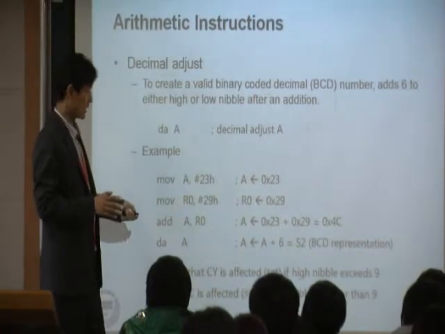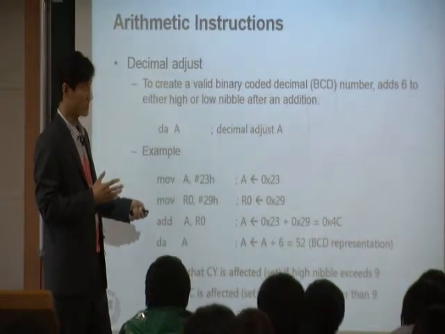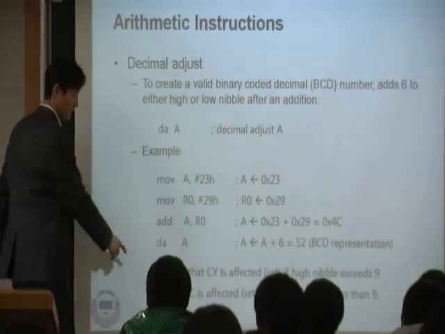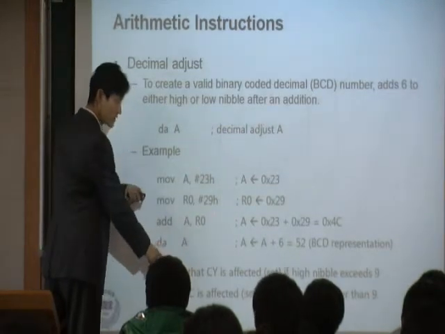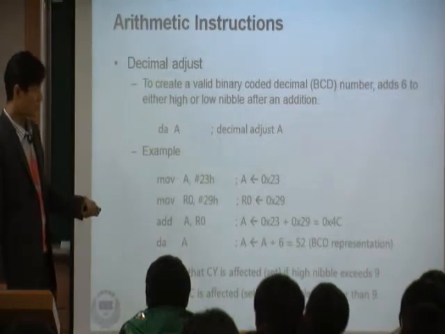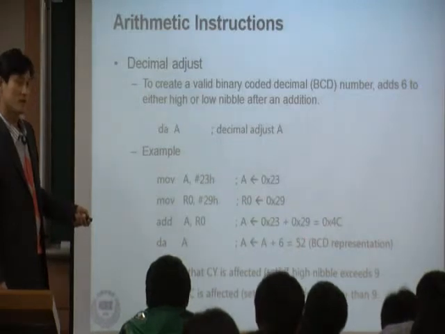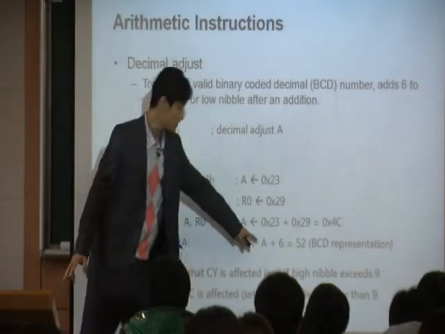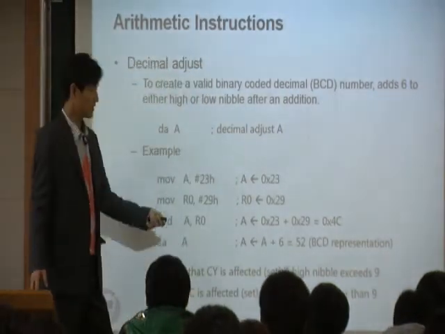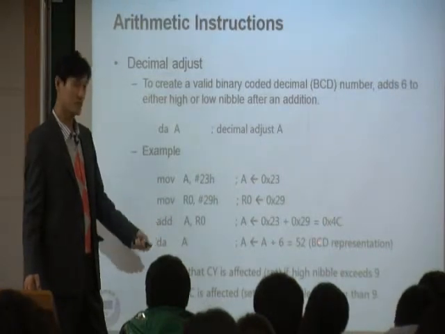Then the output of this addition becomes 4C hex. Okay, A has 4C. And now you do DA, decimal adjust. When you do that, the value in A is changed to 52. Why is that? Simply, it actually does plus 6. A has 4C, so 4C plus 6 becomes 52.